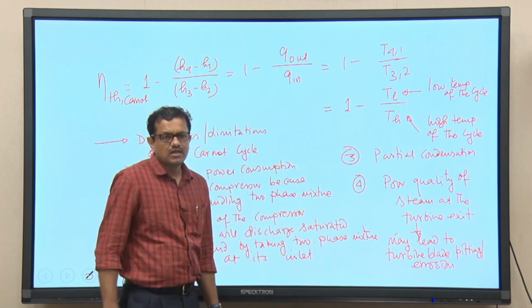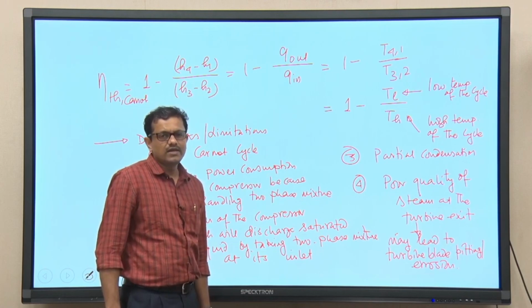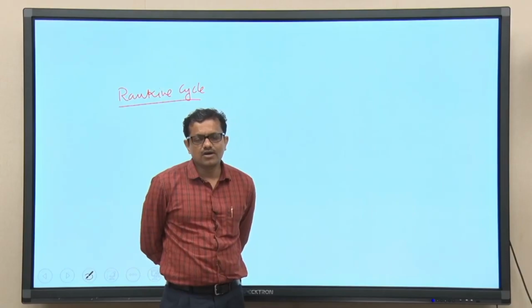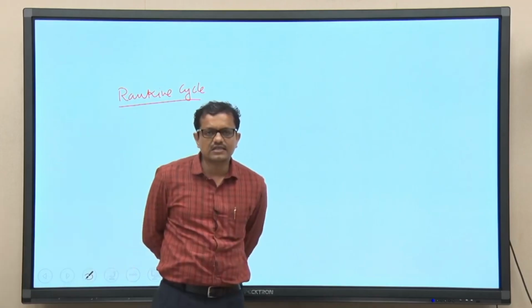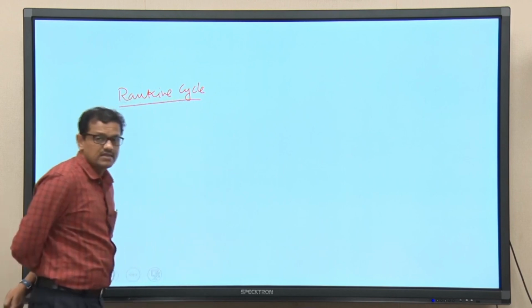Now, considering all these issues, the actual power cycle came into the picture, and the first actual cycle is the Rankine cycle. This cycle was initially conceptually developed by a Scottish mechanical engineer, William John Rankine. So, to honor the name of this Scottish engineer, this cycle is known as the Rankine cycle.